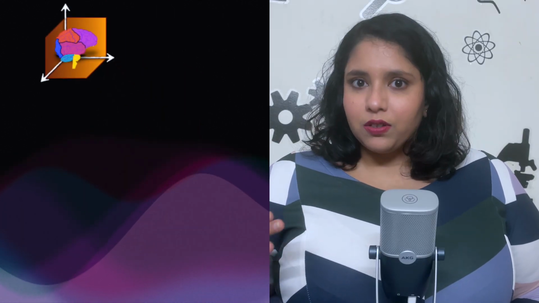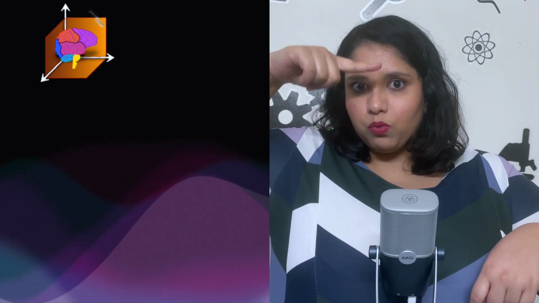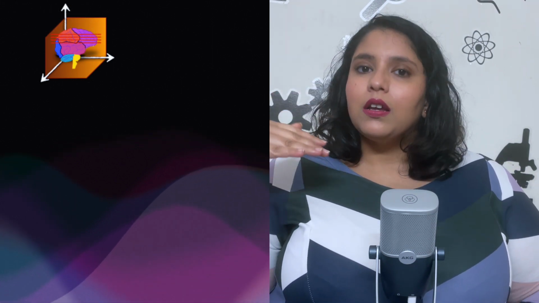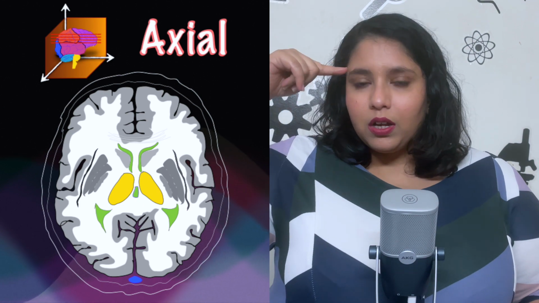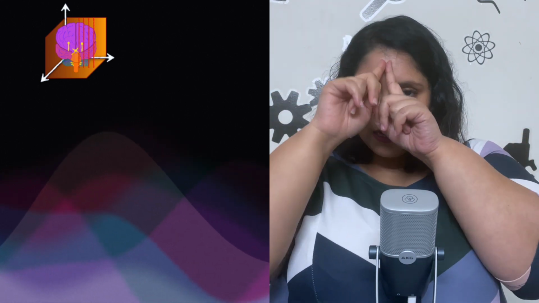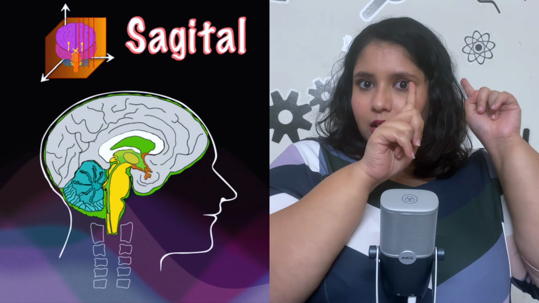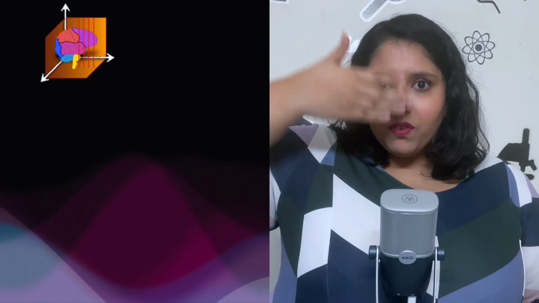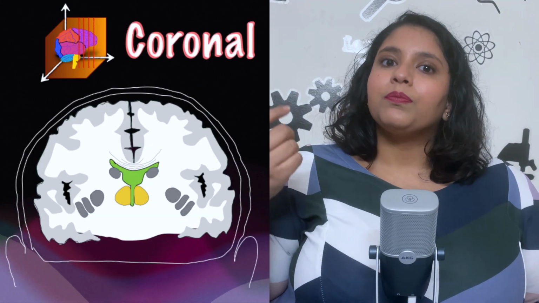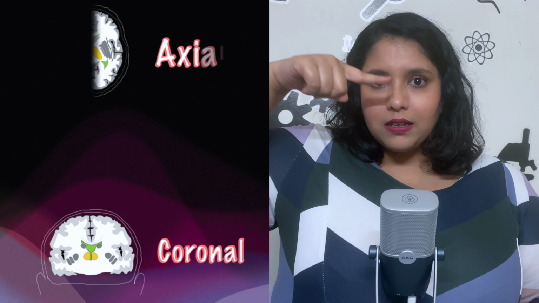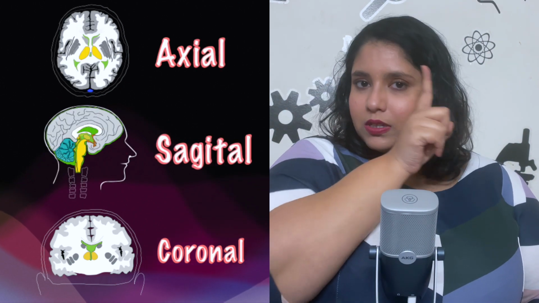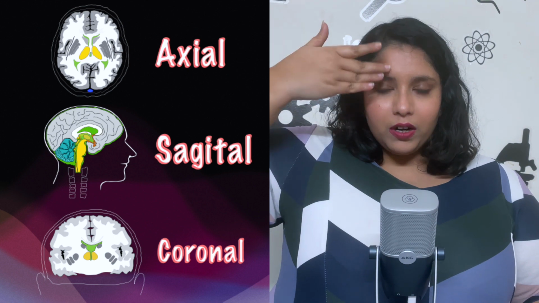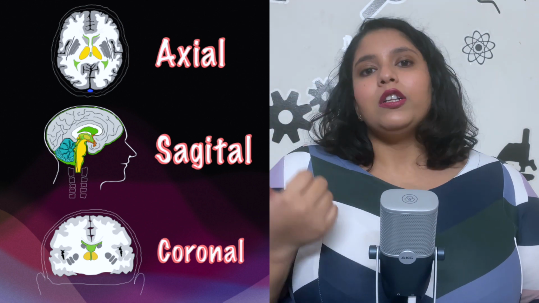First, we can take the sections in a plane which is parallel to the ground, like this. So these are called axial sections. Then the ones which are parallel to the midline, going from right to left, are called sagittal sections. And the ones which are going from front to back are called coronal sections. So like this is axial, like this is your sagittal, and the ones going from front to back are called coronal sections of the brain.